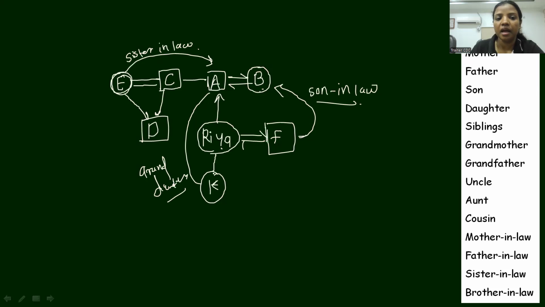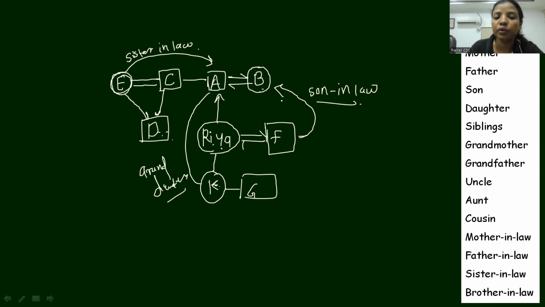Okay, granddaughter. Now, what is the relation of K with D, can you tell me? We all know that D and Ria are cousins. Now, cousin's daughter is nothing but niece, right? So K is the niece of D, and D is the uncle of K. Understood? Suppose K has one brother, G. Now, G is the nephew of D.